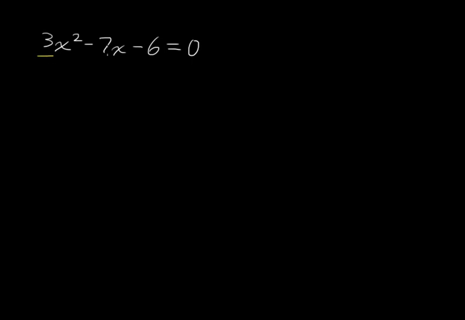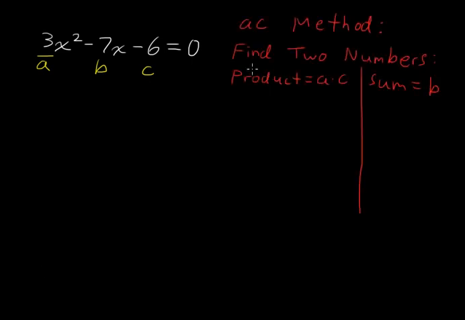To do that, we're going to label each of these coefficients and this constant term as A, B, and C. So A equals 3, B equals negative 7, and C equals negative 6. So the AC method, that is, we're going to find two numbers, and we want the product of those two numbers to equal the same as the product of A times C, 3 times negative 6. So 3 times negative 6 is negative 18. So we want to find two numbers that have a product of negative 18, and we want the sum of those two numbers to be the same as B, or that is negative 7.